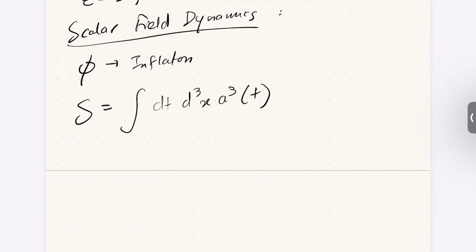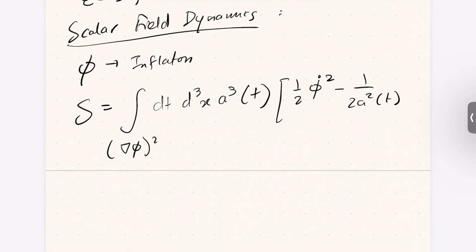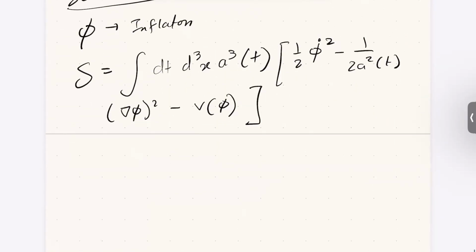And the scale factor comes in because I have an expanding space-time. And the Lagrangian will have the kinetic terms and the potential. Okay. But as we know, the FLRW, let me just note this over here.